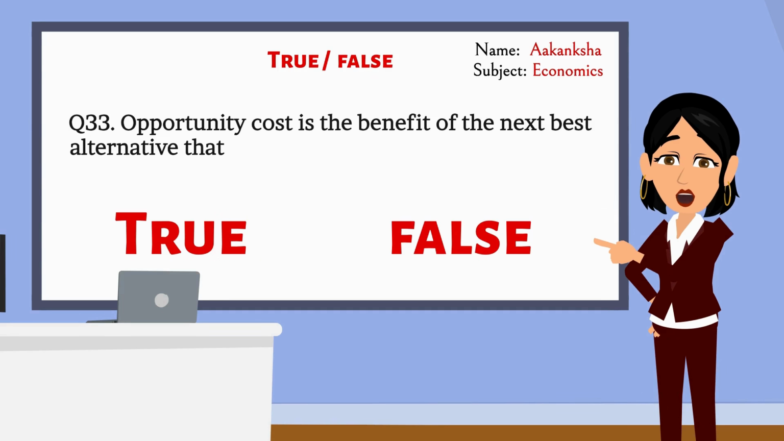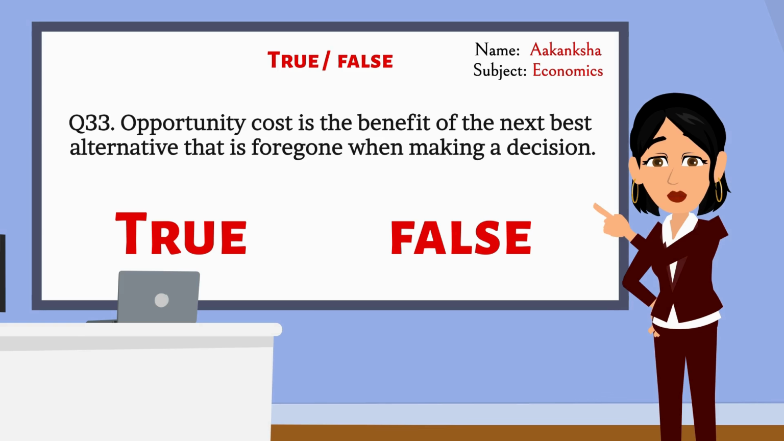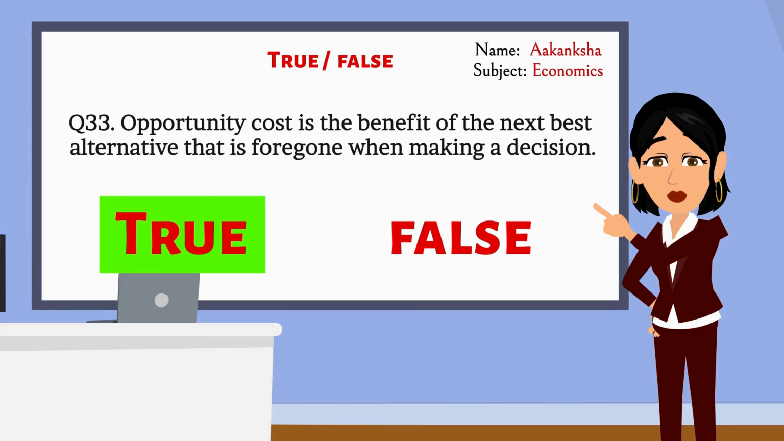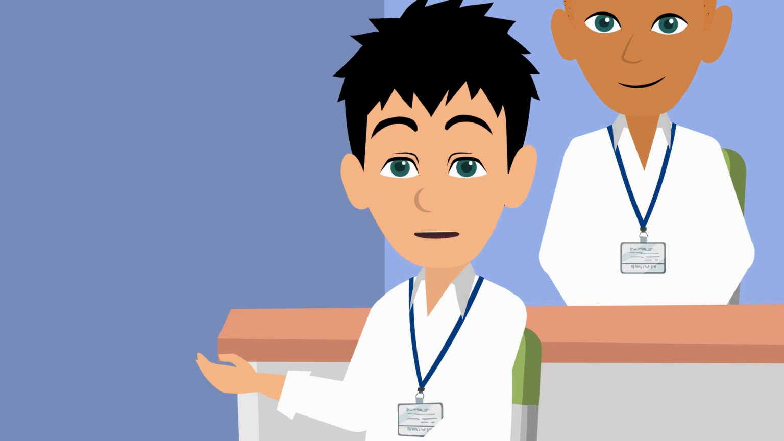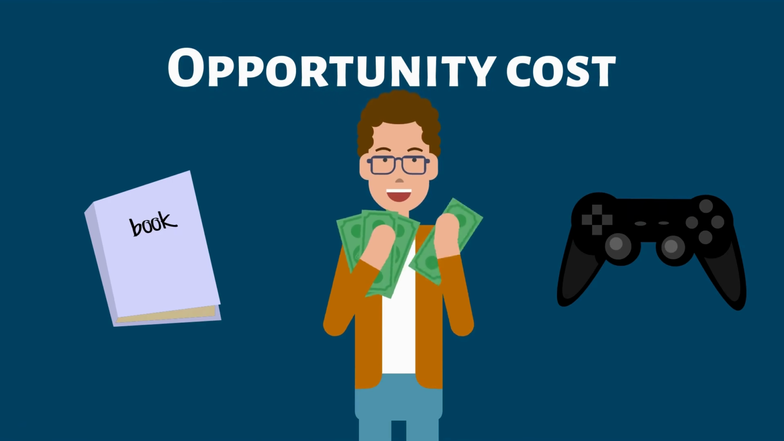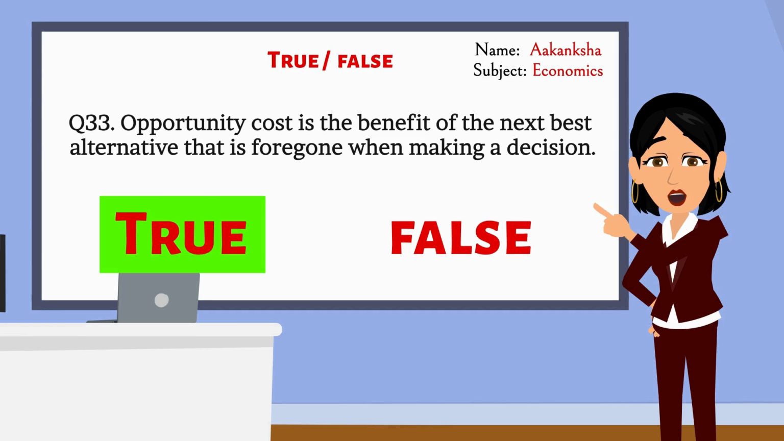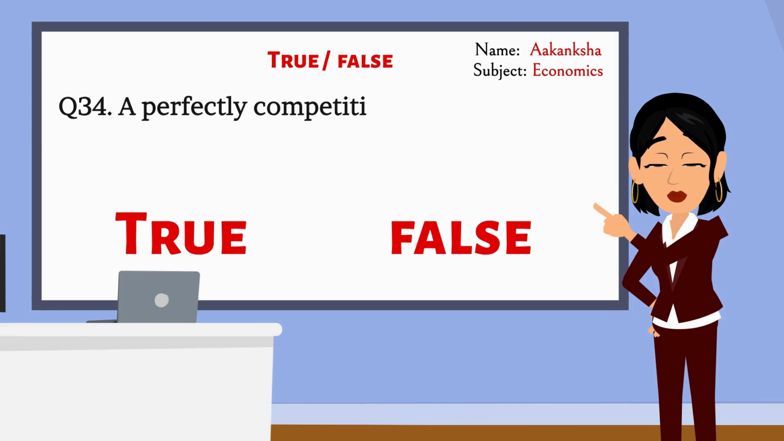Question 33. Opportunity cost is the benefit of the next best alternative that is foregone when making a decision. True or false? It's a true statement, ma'am. Correct, Nishant. Why is it true? Opportunity cost measures the trade off in decisions since choosing one option means giving up another. Perfect explanation. Good work.